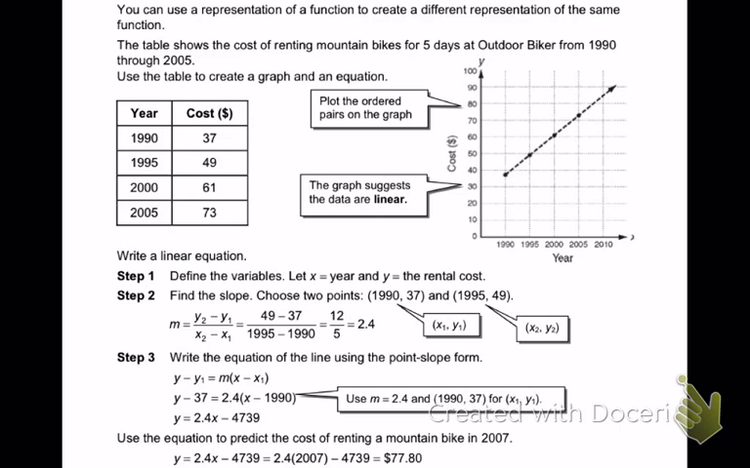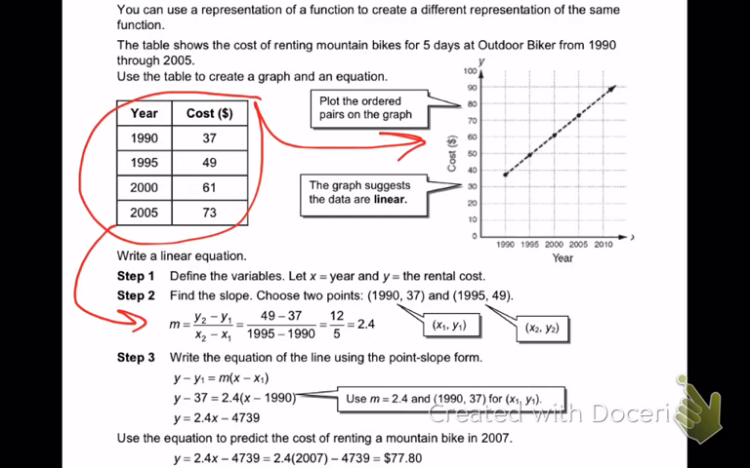Okay, so here's what we're going to talk about today. You can use the representation of a function to create a different representation of the same function. For example, the table shows the cost of renting mountain bikes for 5 days at Outdoor Biker from 1990 through 2005. Use the table to create a graph, and then we could also use the table to create an equation.